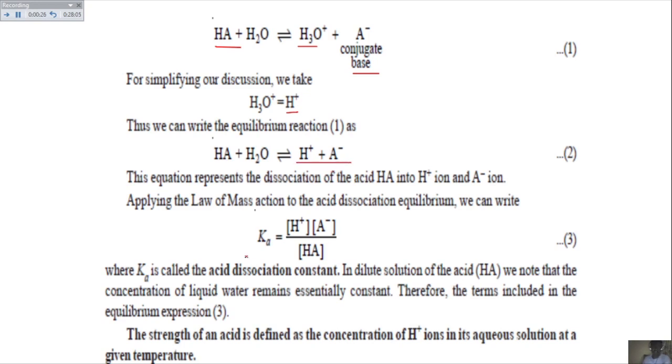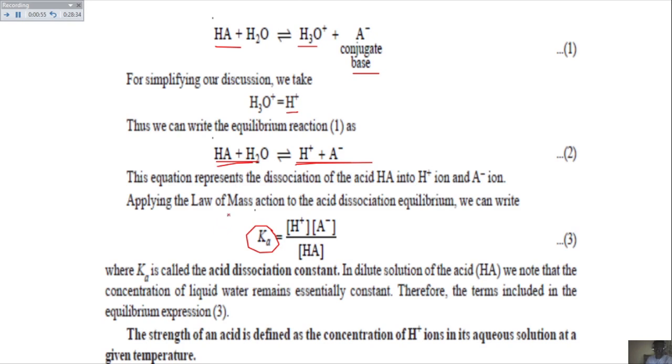Then we can determine, according to the law of mass action, the acid dissociation equilibrium. Ka becomes the hydrogen ion concentration times the A minus concentration, which gives you the concentration of the product over the concentration of the reactant. You discover that water is not involved here because water is what we are using to dissolve the substance.